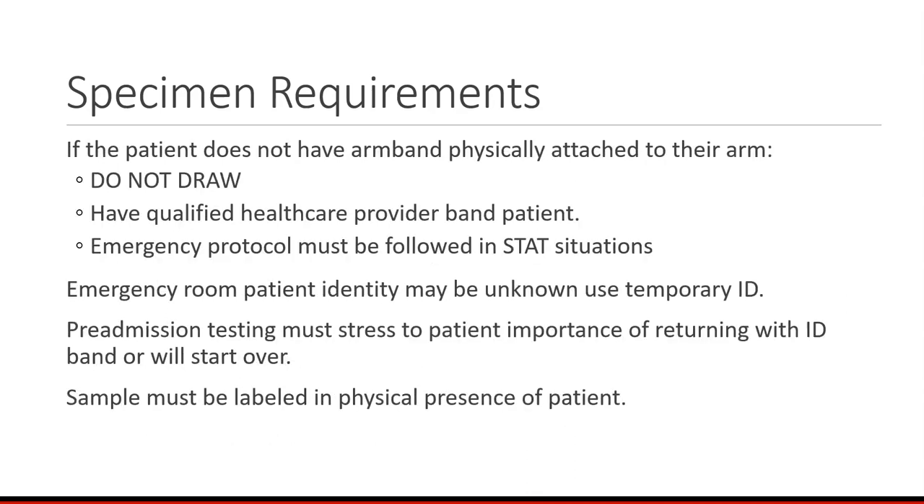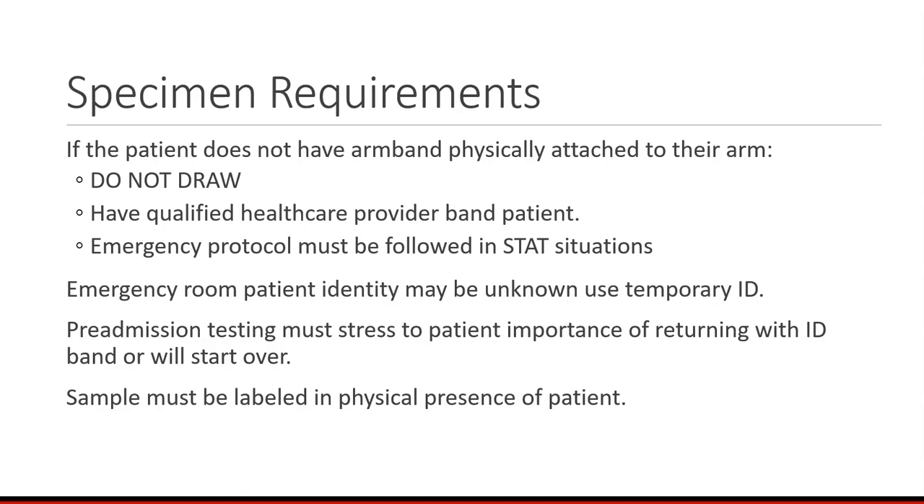Many times I've walked into a room and the patient did not have an armband physically attached to their arm. It was attached maybe to the bedside table or to their bed rail, and that is not acceptable. They play musical patients all the time. They'll move a patient from this room to that room to that room, and their identifier will stay behind on the bed or the bedside table. If the armband is not physically attached, you will not draw the patient. You will tactfully ask the nurse, would you please band this patient so I can draw their blood?